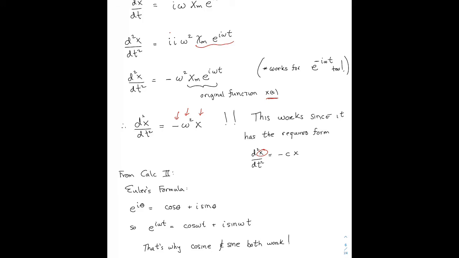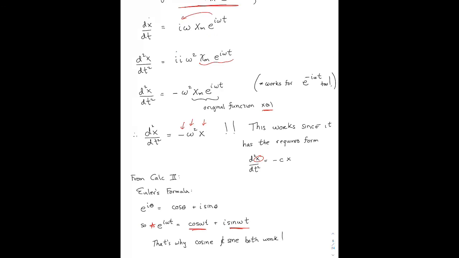When you put in an i, you get the real part and the imaginary part. So e to the i theta is cosine theta plus i sine theta. If I wrote it in terms of what we had up there, e to the i omega t, you have cosine omega t plus i sine omega t. So it's no surprise that originally sine and cosine both work, because if e to the i omega t works, then sine and cosine will also work.